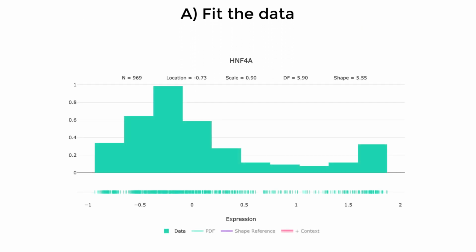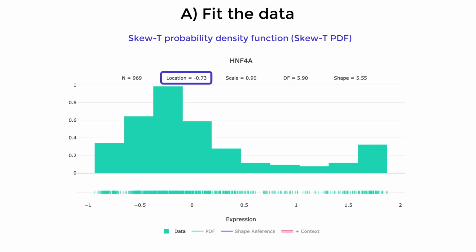We're going to fit the distribution of HNF4A with the skew-t probability density function, or PDF, which can be defined with 4 parameters: location, scale, degrees of freedom, and shape. And in case you were wondering, n is the number of samples in the distribution.